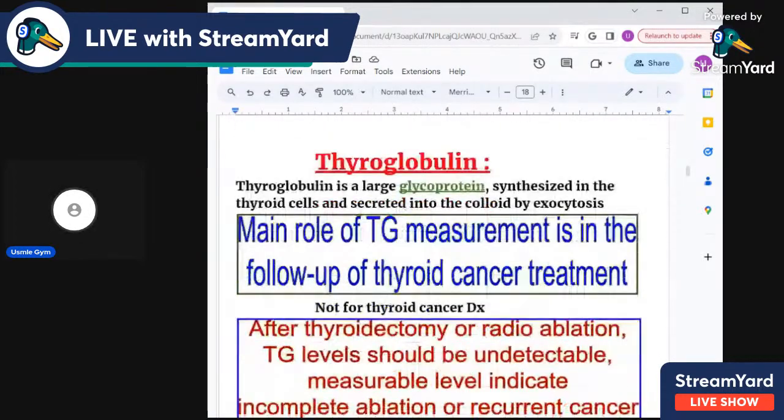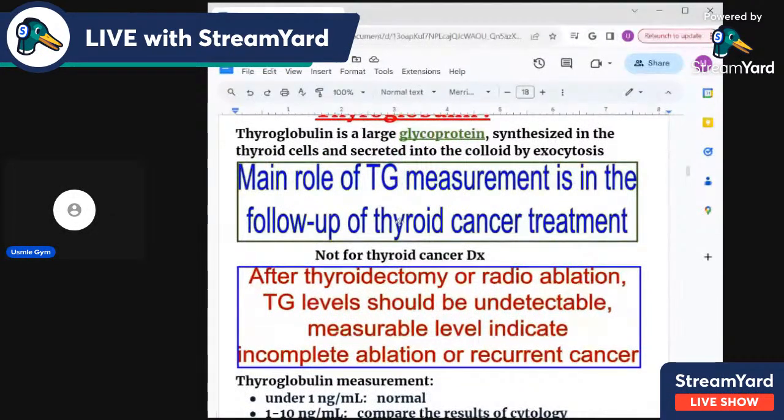Now thyroglobulin. Thyroglobulin is a large glycoprotein molecule produced by the follicular cells and secreted into the lumen as a colloid by a process of exocytosis. So, what's the main role of thyroglobulin measurement? Thyroglobulin measurement's main role is in the follow-up of thyroid cancer treatment. It's not for thyroid cancer diagnosis.